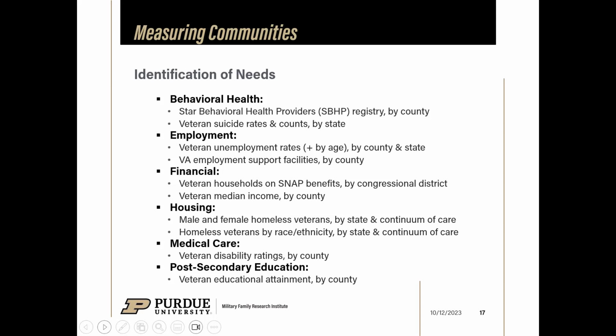You can go into housing and look at some of this point-in-time count data. So you're going to see your male and female homeless veterans by state and continuum of care, or CoC. Same thing with the breakout of race and ethnicity. You can look at your veteran disability ratings, different percentages by the county level. You can also get a feel for your veteran educational attainment by the county level as well.